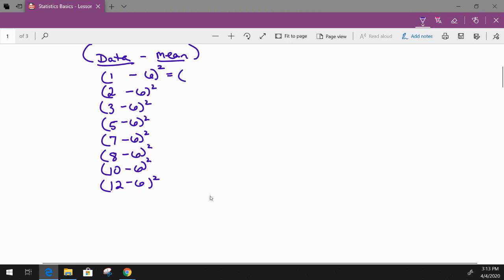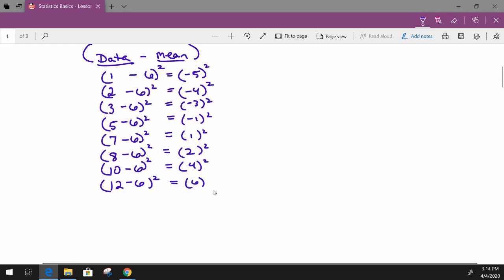So 1 minus 6 is -5. I'll square that in a minute. 2 minus 6 is -4, 3 minus 6 is -3, 5 minus 6 is -1, 7 minus 6 is 1, 8 minus 6 is 2, 10 minus 6 is 4, and 12 minus 6 is 6. All right, so now when I square these values, they will all be positive numbers. So 25, 16, 9, 1, 1, 4, 16, 36.